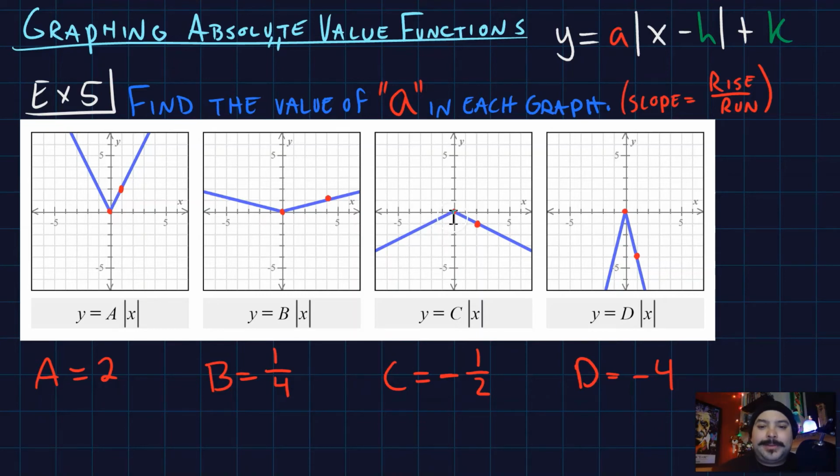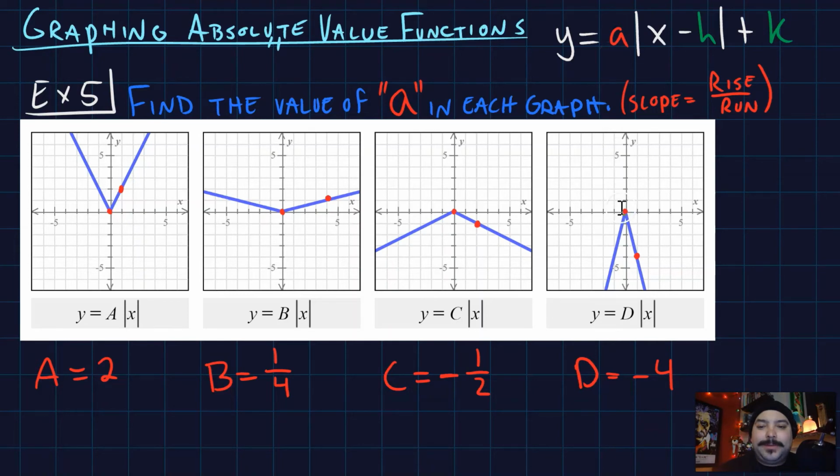In our third graph, this time the right-hand side of our graph has a negative slope. It goes down 1 and to the right 2, down 1 to the right 2. So our value for c here would be -1/2. Again, this just represents our a value.